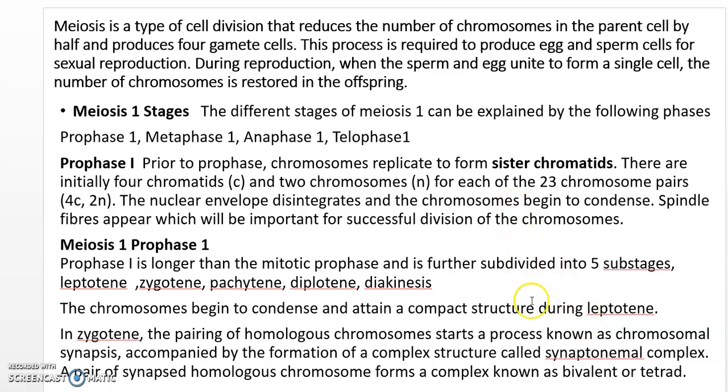Then in zygotene, the pairing of homologous chromosomes, they come together. It starts a process known as chromosomal synapsis, accompanied by the formation of a complex structure called the synaptonemal complex. A pair of synapsed homologous chromosomes forms a complex known as a bivalent or tetrad. Bivalent means 2, so that is 2 chromosomes. Tetrad means 4 sister chromatids. This you will understand when you see the diagram.